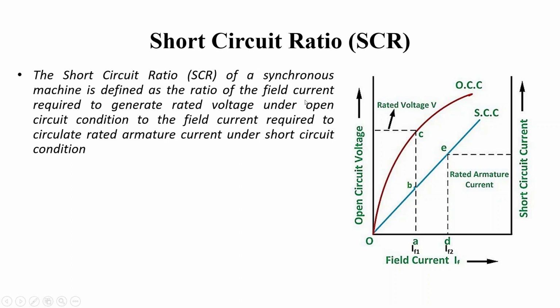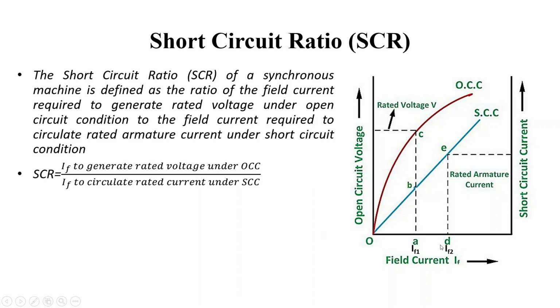So, short circuit ratio is the ratio of field current required to generate rated voltage under open circuit condition, that is OA from this graph. OA is taken as IF1 and OD is the field current required to circulate rated armature current under short circuit condition. Let us take that value as IF2. So SCR is equal to IF1 by IF2. From this graph it is clear that IF1 is responsible to generate rated voltage and IF2 is responsible to circulate rated armature current.